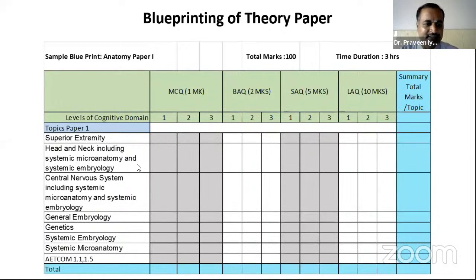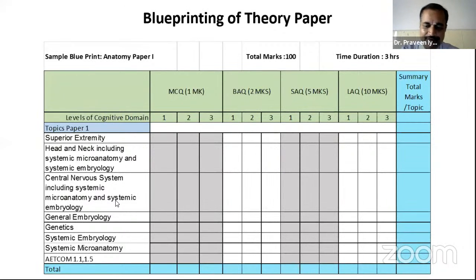We'll be writing here. So topics of paper 1 allotted by the university are superior extremity, head, neck, central nervous system, embryology, general embryology, genetics, and systemic embryology, systemic microanatomy. Now, of course, this systemic embryology and systemic microanatomy are a part of the 3 gross anatomy topics. So including those particular regions, systemic embryology and microanatomy have to be asked here. So what do we do?